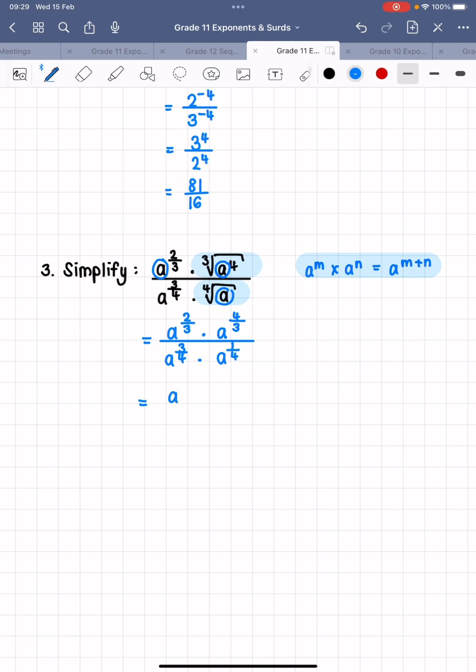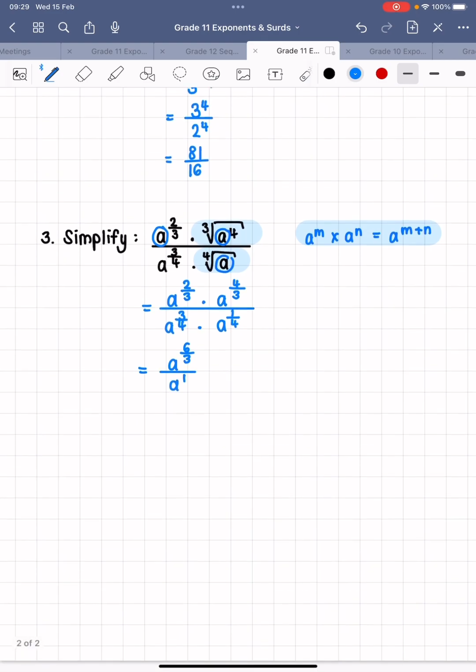So we're going to have a to the power of, now guys, 2 over 3 plus 4 over 3 is 6 over 3, or you are more than welcome to write 2 straight away, that's perfectly fine. And at the bottom, we have a to the power of 3 over 4 plus 1 over 4, which is just 1, right? 3/4 plus 1/4 is 1. Okay, now we have a squared over a, which is equal to a final answer of a.